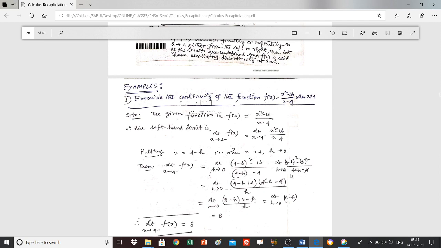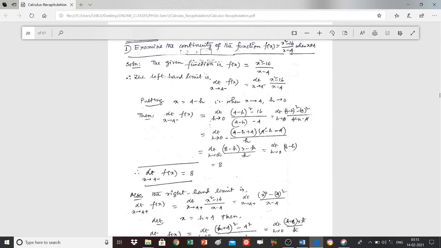Let's simplify this, and after simplifying the function, finally you get limit h tends to 0, (8 minus h) into (minus h) by (minus h), that is limit h tends to 0 of 8 minus h. And using the value of h, you can find out that the left hand limit of the given function at the point x equal to 4 is 8.